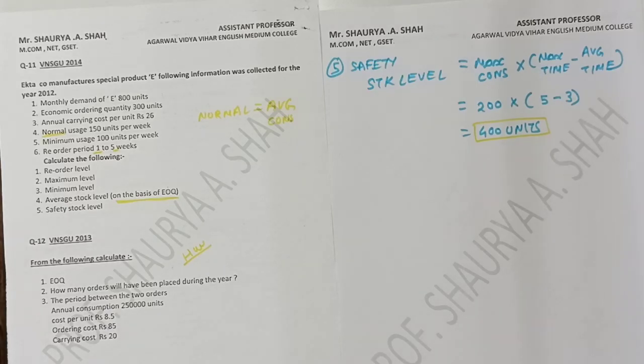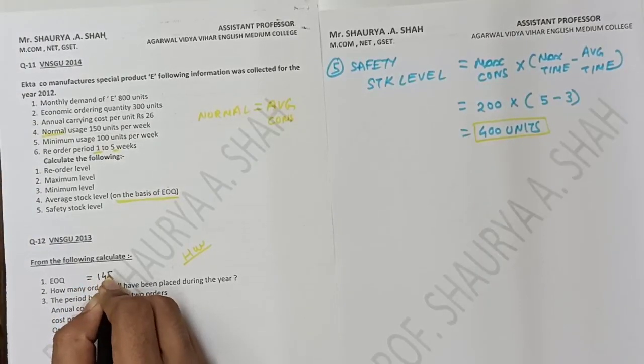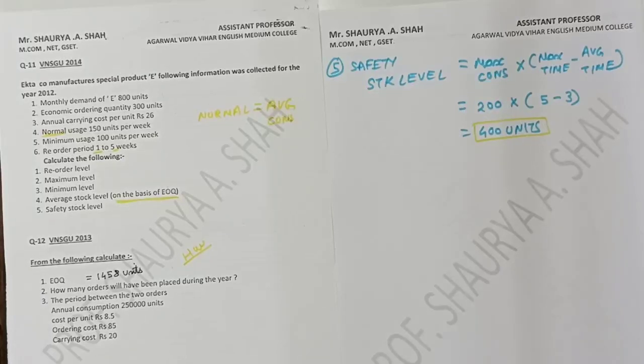Just now only you can do it, and I'll tell you the answer in the next lecture. Fine. If you want, I can tell you the answer, but first you need to calculate and then check whether you are getting the correct answer or not. So what is the first answer? First EOQ you need to find out, that is 151458 units. You have to compulsorily solve it, students. If any queries, you can tell me.